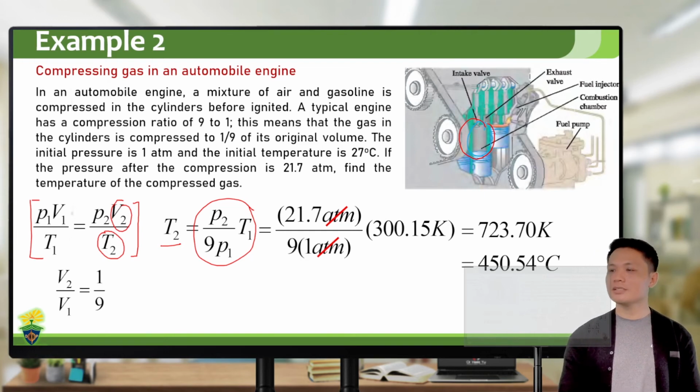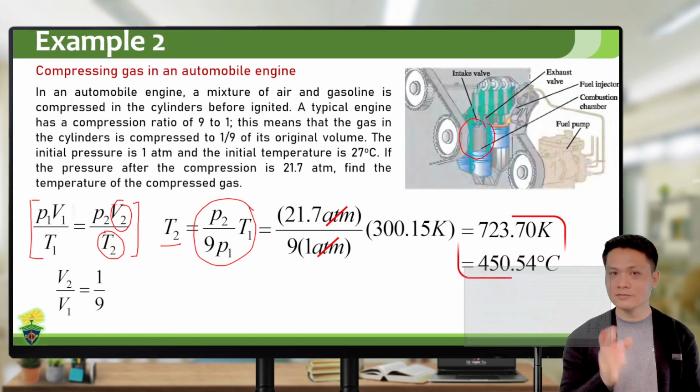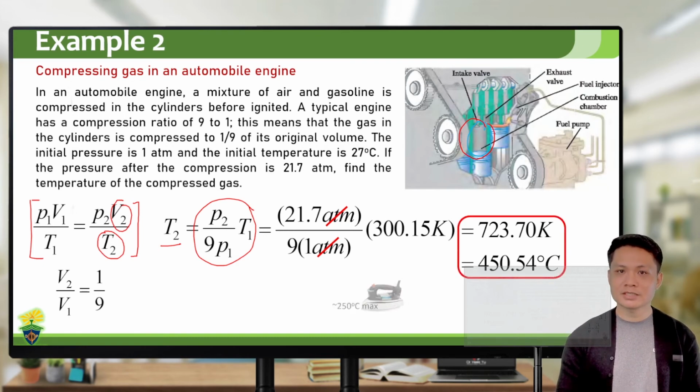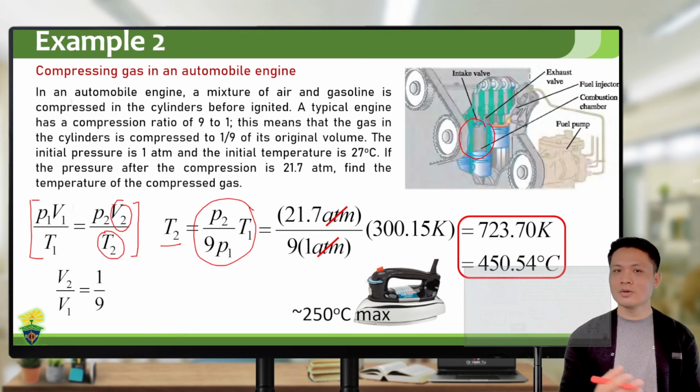So how hot is 450.54 degrees Celsius? To give you some point of reference, our home flat iron on average has a maximum temperature of 250 degrees Celsius. So do not touch a running car engine. That is way hotter than your flat iron.